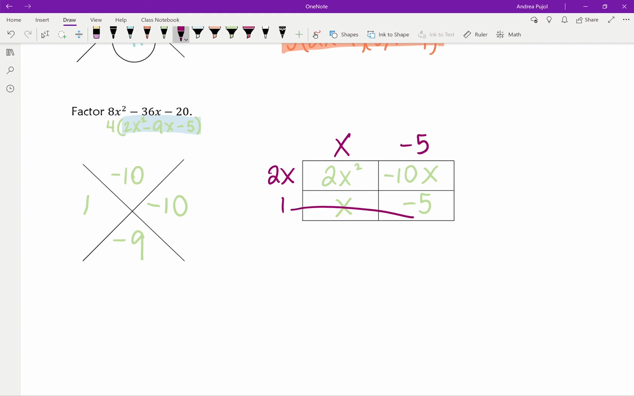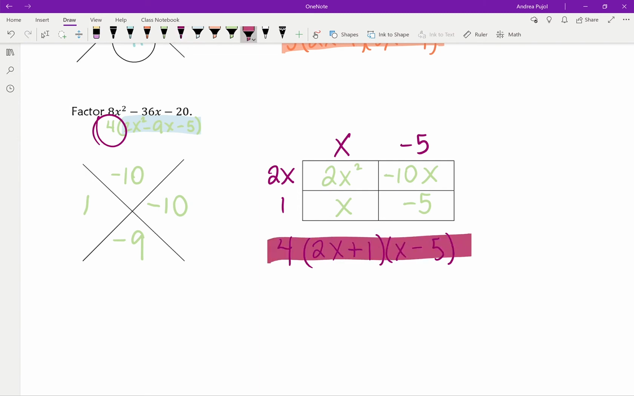And then we can check that it all works. 1 times negative 5 is negative 5, 1 times x is x, and so on. So my binomials are going to be 2x plus 1 times x minus 5, but I have to remember that 4 that I factored out at the beginning and put that in the front. And this is my answer.